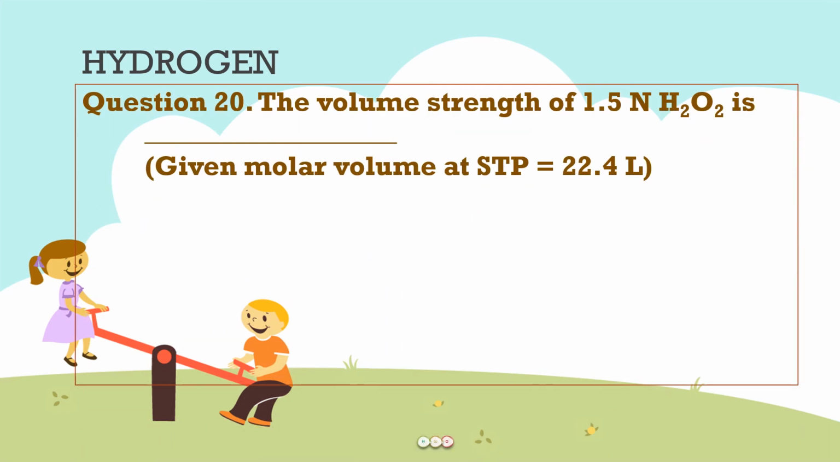So question number 20, our last question for today and a very important question. The volume strength of 1.5 normal H2O2 is going to be given, molar volume at STP is 22.4 liters. So again, volume strength of hydrogen peroxide is very, very important. So let us quickly revise that.